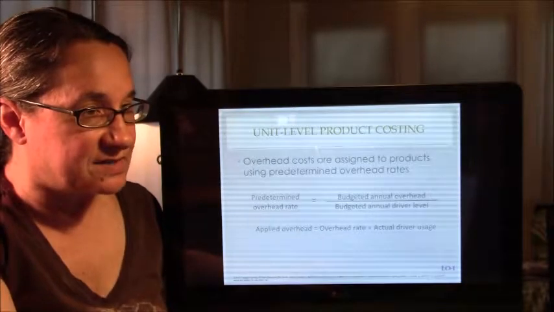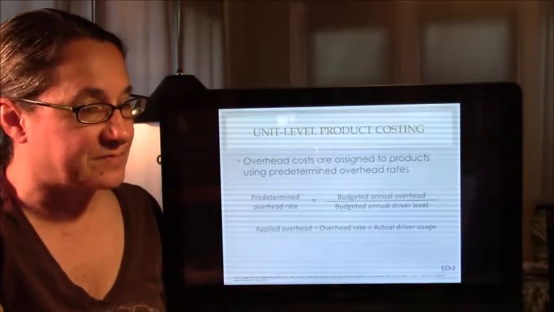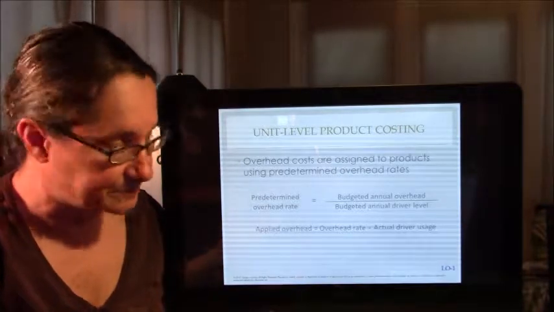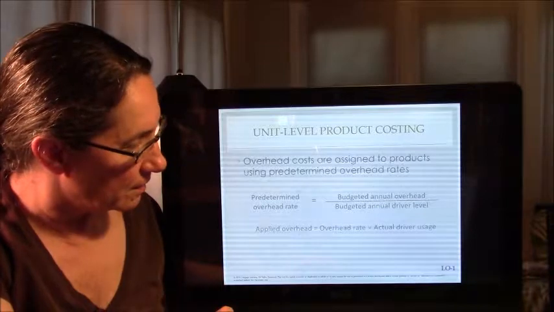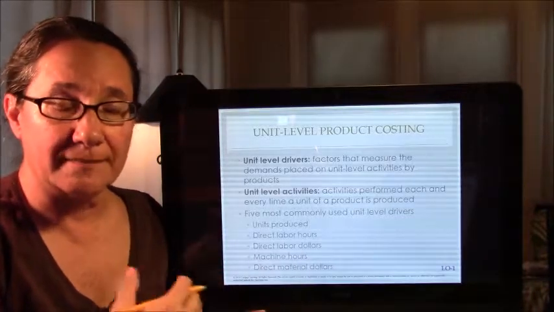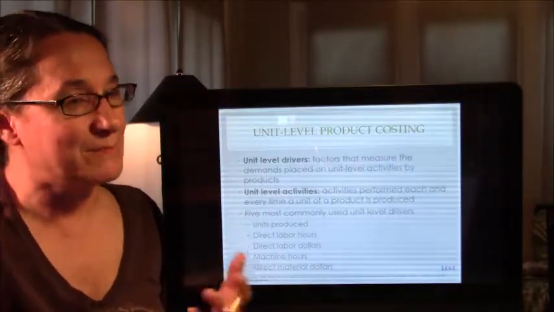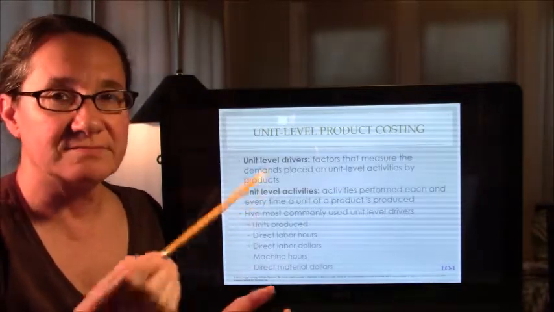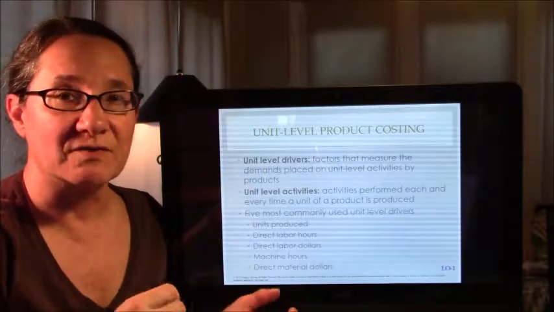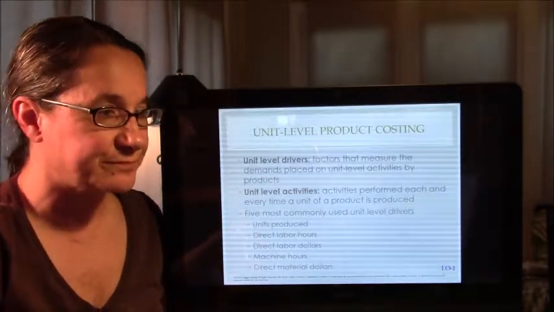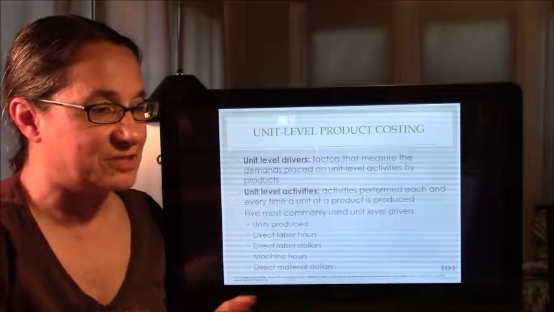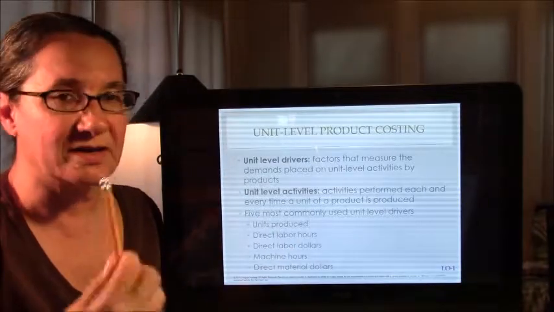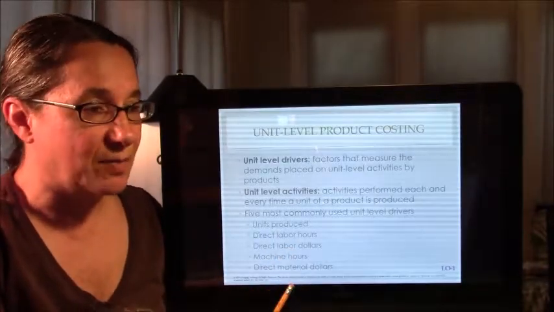And that's fine. It's a very easy way to do things that measures based on unit level, right? So the more units you make, the more overhead you add. Or maybe it's not on number of pencils, but labor hours, right? It takes a minute to make a pencil. So for every minute that goes by, we'll charge overhead on the machine, or every machine hour, or something like that. Direct material, whatever. So you pick some unit and you use that to apply your overhead.